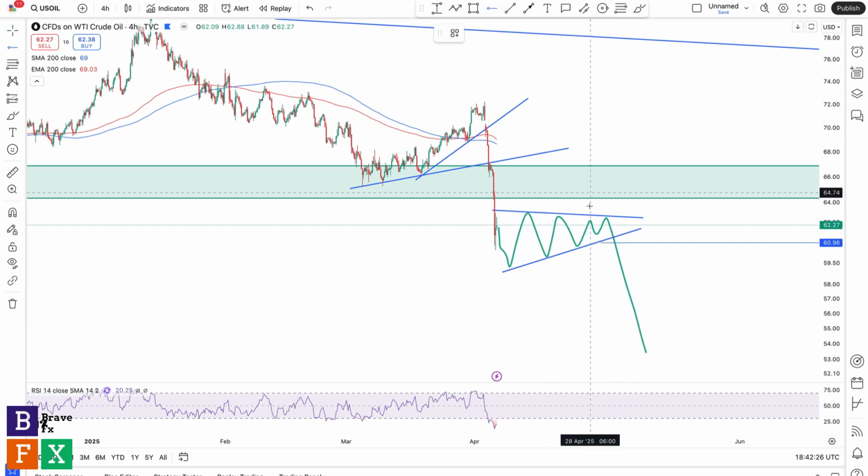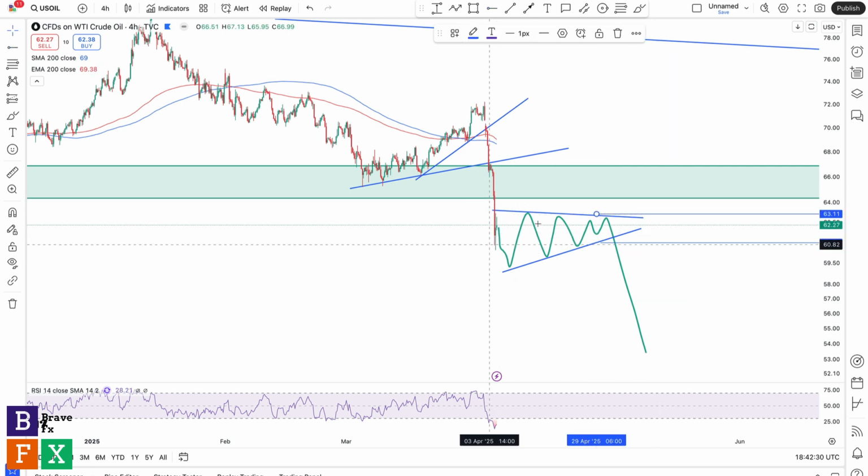Stop loss is going to be above the consolidation, at least to the breakout. This is just a rough chart, okay? I don't think your stop loss is going to be as wide as this, but it's just a rough chart to show you what I'm watching out for to go short. I won't be going long on this chart right now. I won't be going long on crude oil.